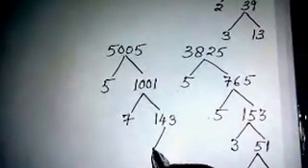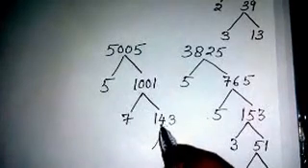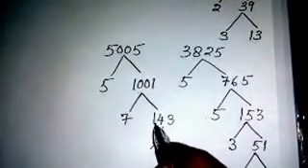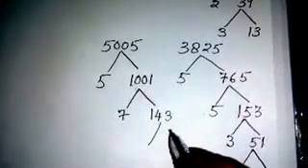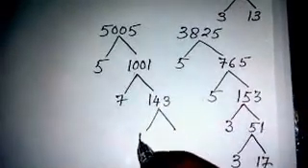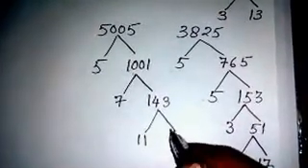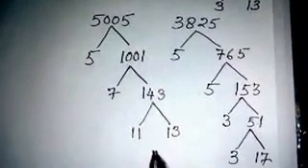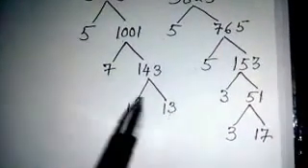143. Now this is divisible by 11 by the difference rule: 3 plus 1 is 4, minus 4 is 0. So it's divisible by 11. 11 ones are 11, 11 threes are 33. So you got 13, and this is a prime factor.